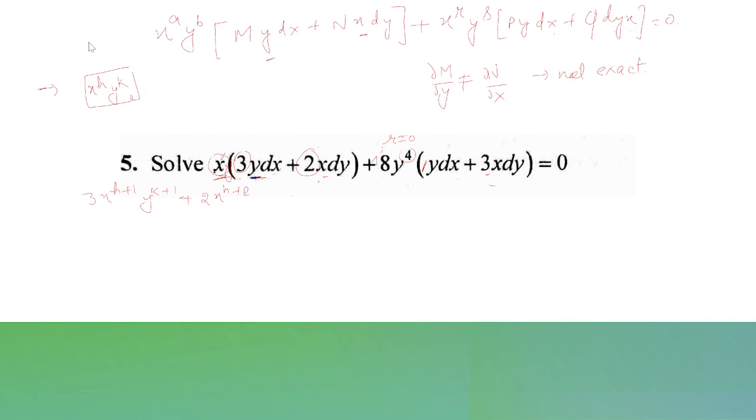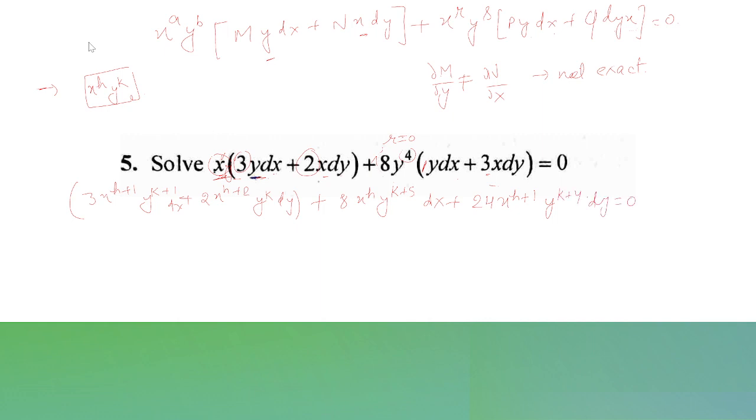plus 2 x raised to power h plus 2 y raised to power k, into dx, plus 8 x raised to power h y raised to power k plus 5 into dx plus 8 times 3 are 24 x raised to power h plus 1 and y raised to power k plus 4 into dy.